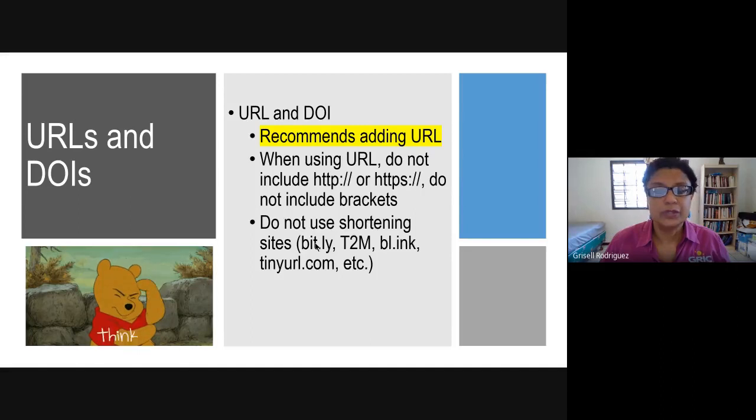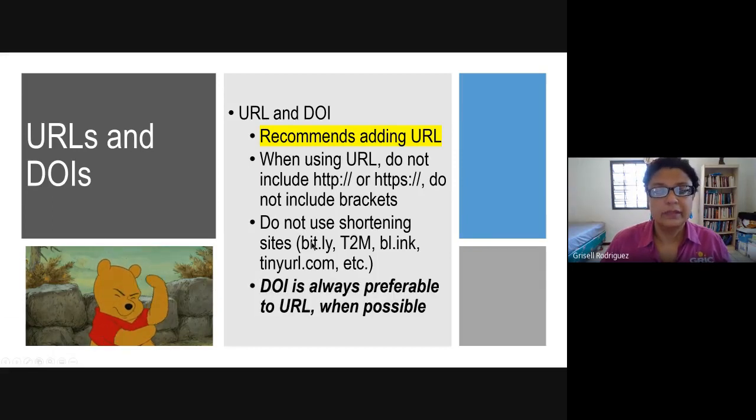You cannot use a shortening site like bit.ly or a tiny URL to make the URL shorter. That's not permitted. You must write out the entire URL. And MLA also notes that the DOI is preferable to the URL. If you find the DOI, that's what you should use.